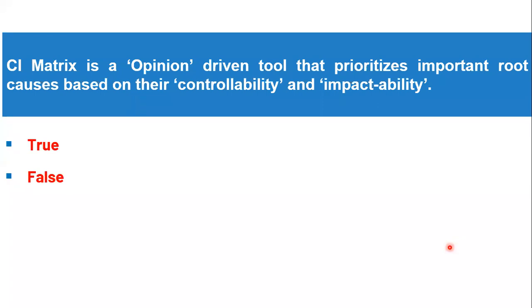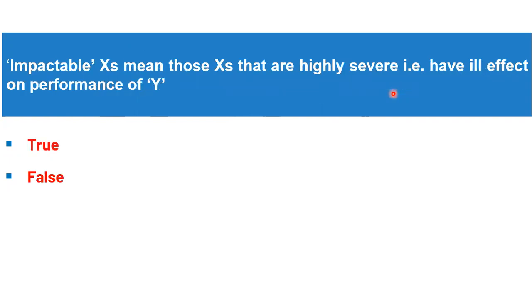Yes, quiz time. So let's go to the quiz. Question number 1. CI matrix is an opinion-driven tool that prioritizes important root causes based on their controllability and impactability. Is this a true statement or false statement? The answer is true. CI matrix is an opinion-driven tool that prioritizes important root causes based on controllability and impactability. Let's go to the next question.